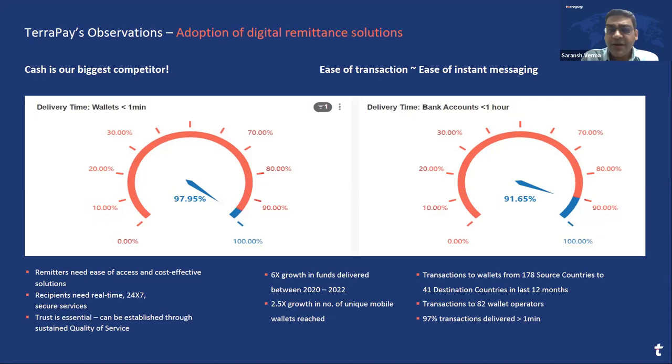Transactions to bank accounts, of course, are a very well-established channel. And for those who are able to access those channels through digitization, transactions to bank accounts as well as banking services are now available in most of the countries in real time and 24/7. So that has also accelerated the adoption of digital remittances. That was on our observations. Can we please go to the next slide?